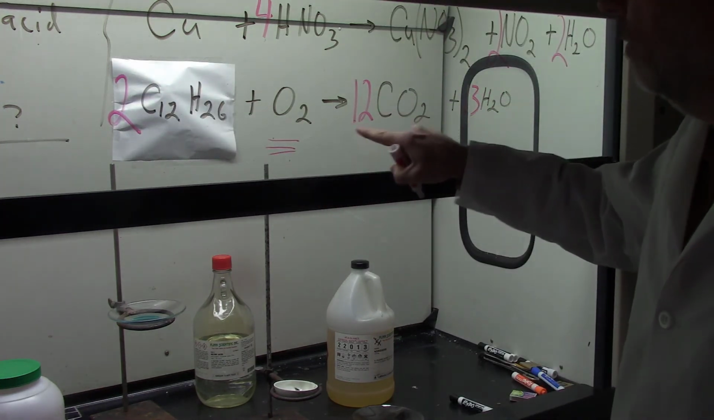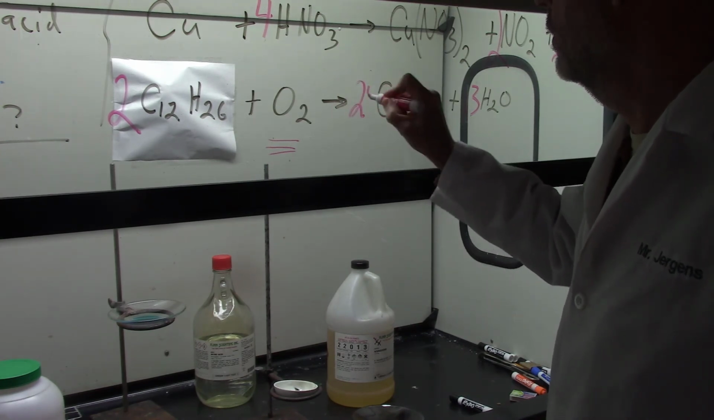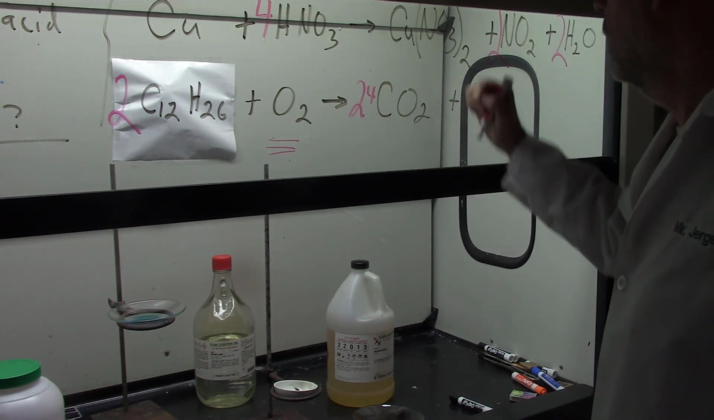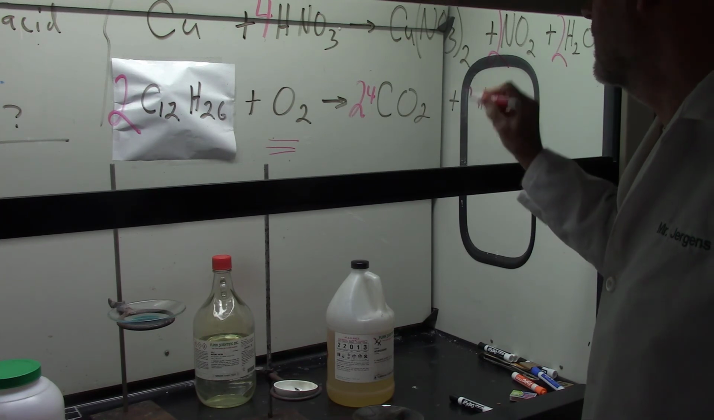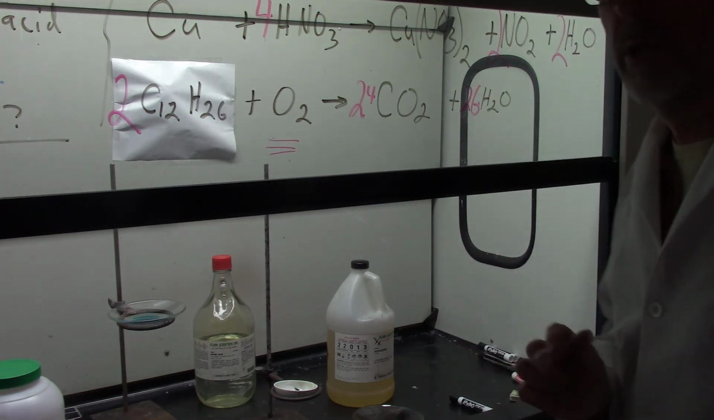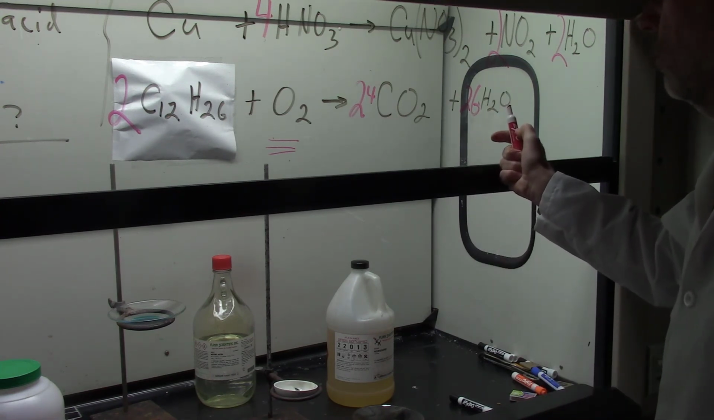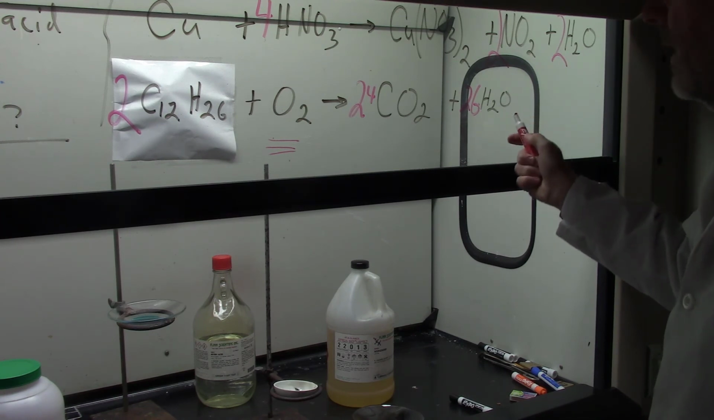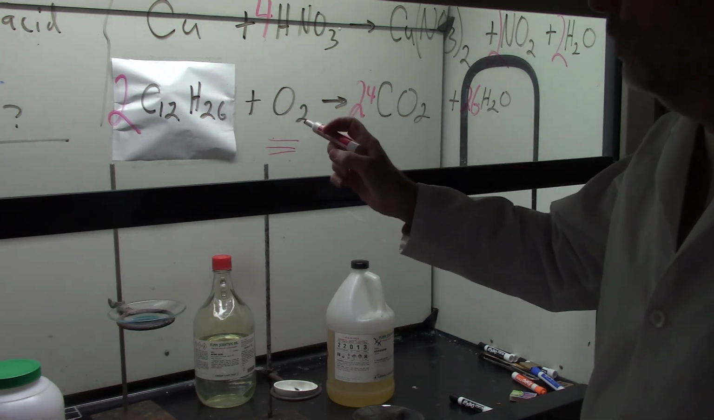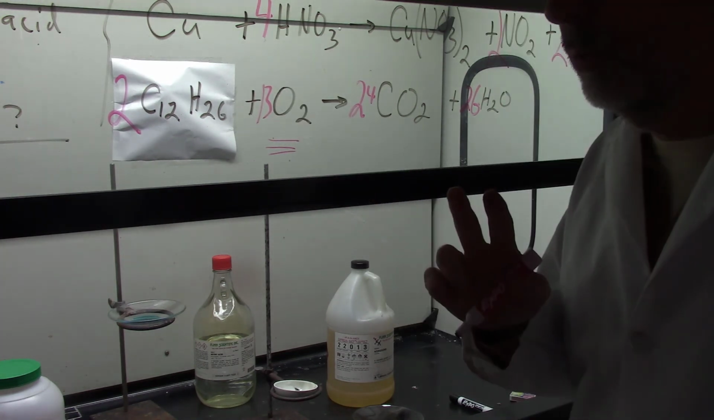I had 12 right here as a coefficient. I'm going to make that 24. We had 13 right here. I'm going to make that 26. I just doubled everything. But when you double things, they always turn into even numbers. And so now we have 26 sets of 1 O. That's easy. 26 oxygens. So how many sets of 2 on this side give me 26? And that's 13, right?